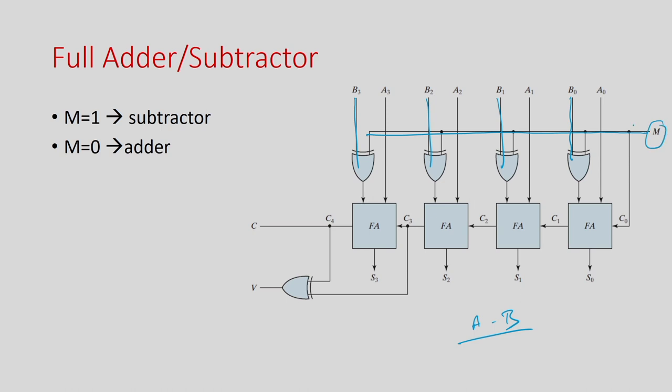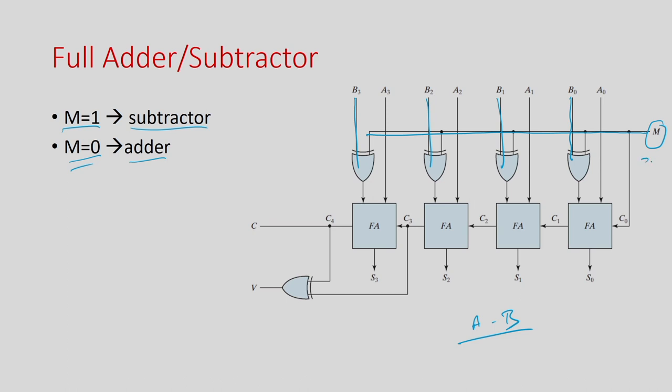Whenever m equal to 1, I am doing the subtraction, and m equal to 0, I will add, because if I have a full adder which I can use for both addition and subtraction, I have to instruct the hardware whether to do addition or subtraction. So, I will control that with the bit m.